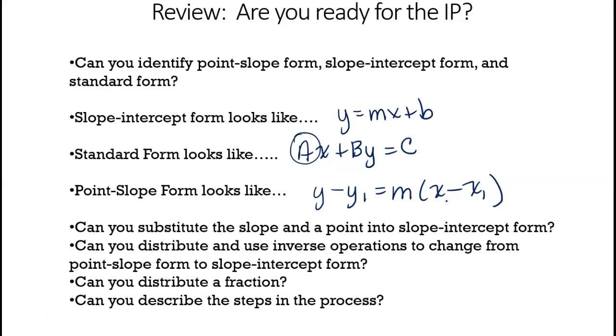Are you able to substitute a slope and a point into slope-intercept form? Can you distribute and use inverse operations to change from point-slope form to slope-intercept form? Do you know how to distribute a fraction? Can you describe the steps in the process? If you can't, you might want to go back and rewatch some of these videos and try some of these examples again on your own.